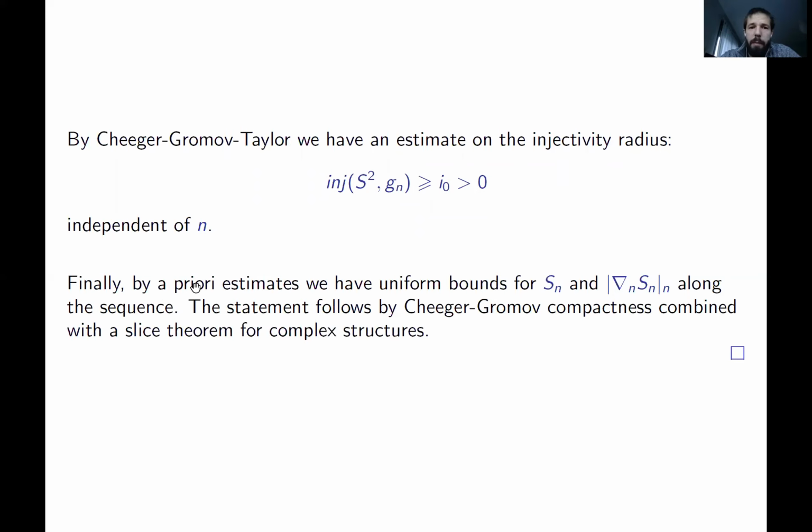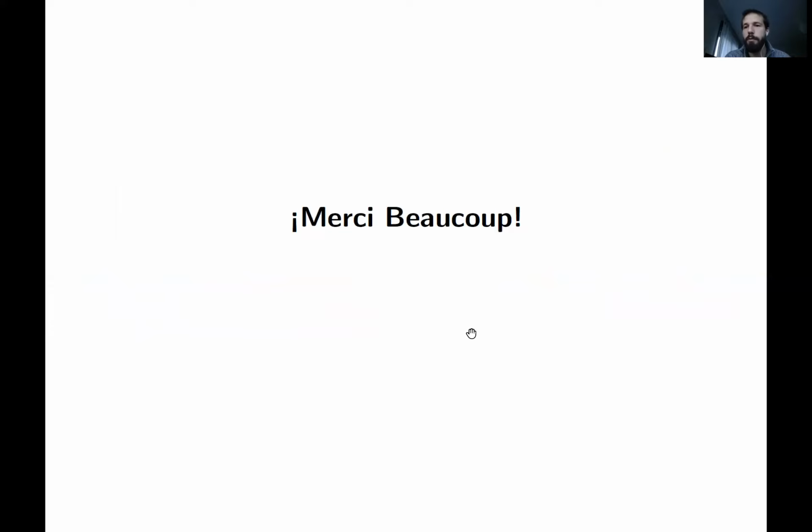And finally, by the a priori estimates, we have uniform bounds on the scalar curvature and the derivatives of the scalar curvature along the sequence. And then the statement follows by Cheeger-Gromov compactness. So what Cheeger-Gromov compactness tells you is that there exists a sequence of diffeomorphisms such that the pullback of your metrics converge in a suitable sense. And here we need to refine this to an automorphism for the given complex structure. This can be done using a suitable slice theorem for complex structures. So recall that on the two sphere, all complex structures are isomorphic, and this is what we use. Essentially this finishes the proof. So thank you very much for your attention.